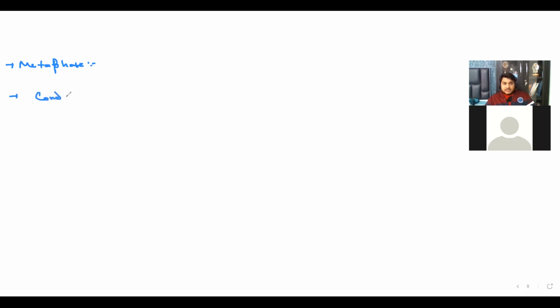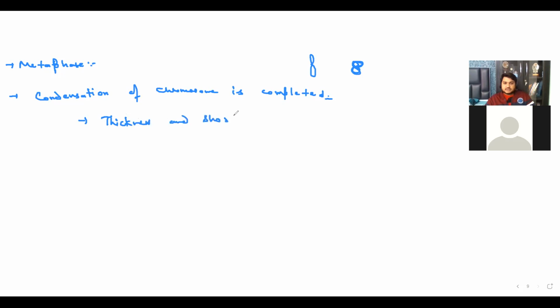Condensation means they are reducing their size because the chromosome is going to be divided. Chromosomes normally look like this, but here they look like this. So condensation of the chromosome is completed here. Are the chromosomes thick or thin here? Thick, compressed, and short. So we can say the chromosome has a lot of thickness and shortness.